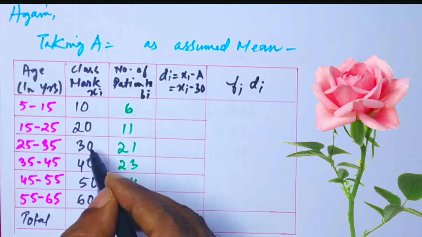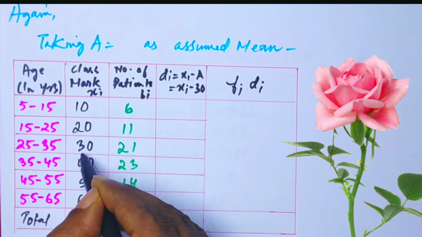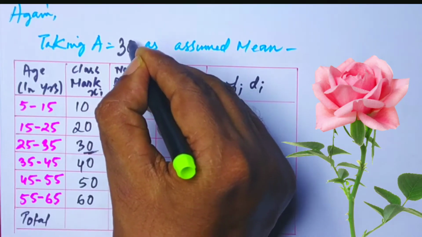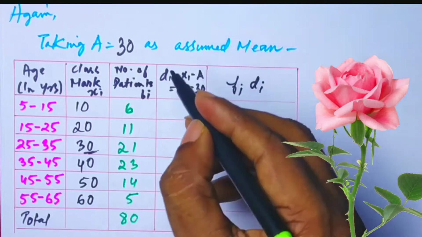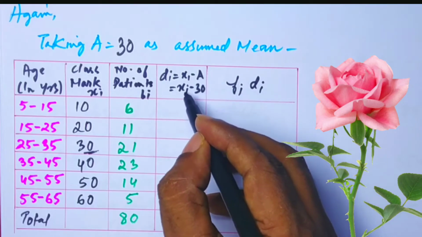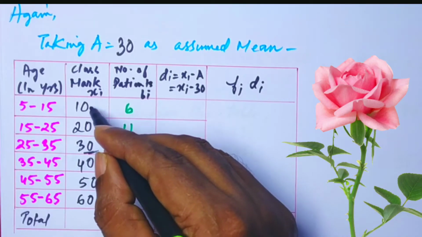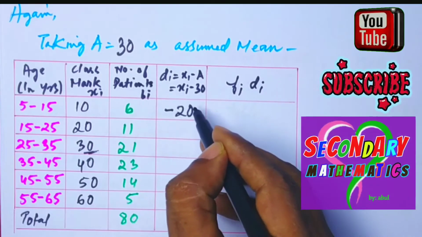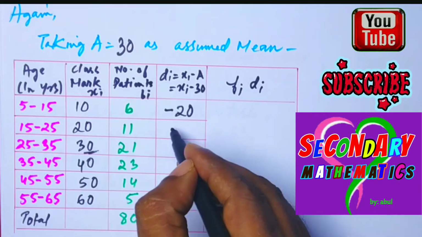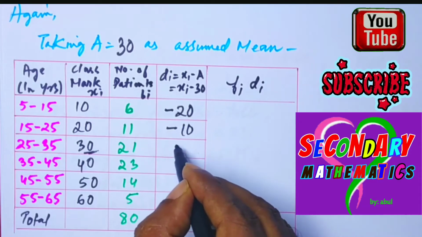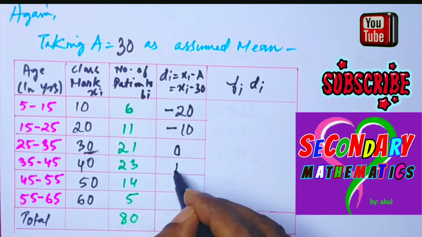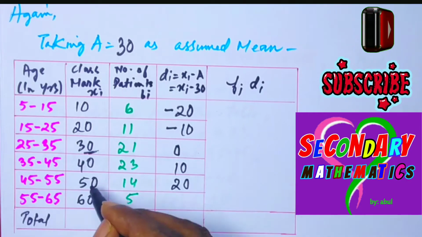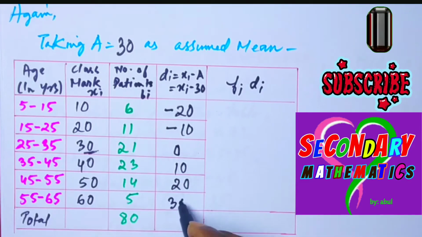Out of all this, we choose 30 as our assumed mean, and we find out di, which is xi minus a, xi minus 30. So 10 minus 30 is minus 20. 20 minus 30 is minus 10. It is 0 here. 40 minus 30 is 10. 50 minus 30 is 20. 60 minus 30 is 30.